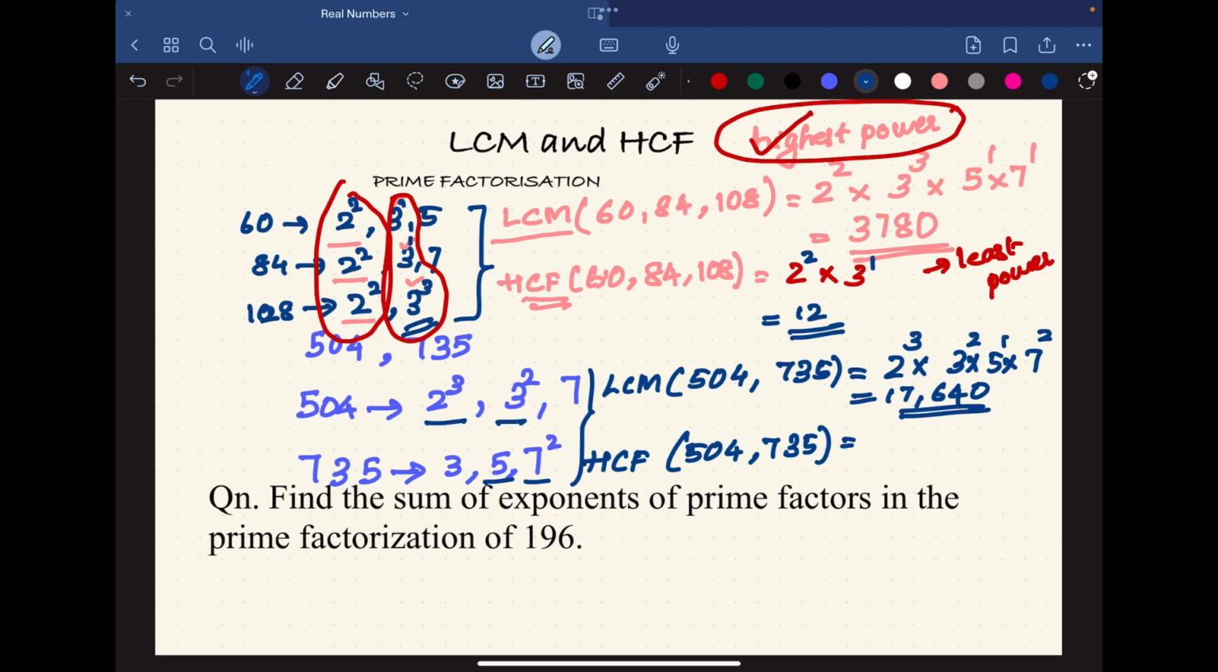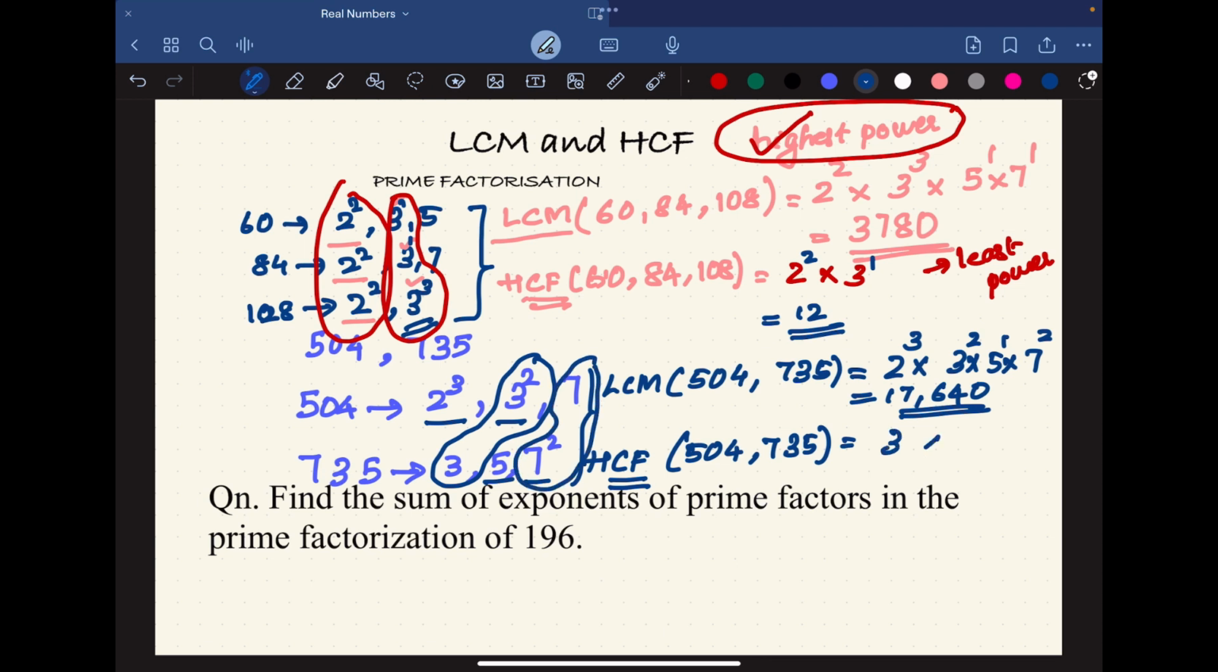Now we are going ahead with finding the HCF. Here, as we know, we have to check the common factors. Whether 2 is a common factor? No, because 735 does not have a 2, but we have 3 as a common factor over here. Anything else? Yes, 7 also we have.